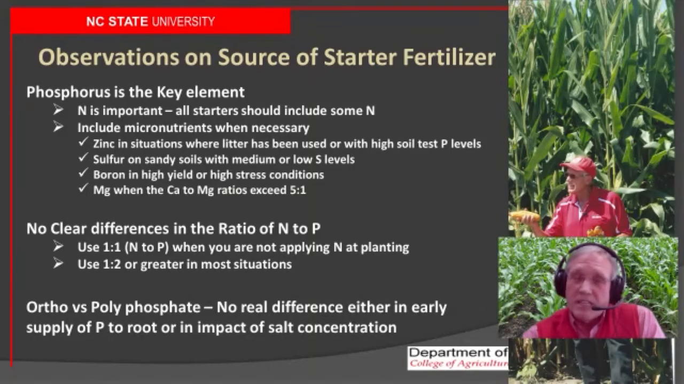And particularly, as we mentioned earlier, in situations where phosphorus is readily available, that nitrogen should be much more emphasized. Include micronutrients when necessary. Now, here are the situations where micronutrients, in my opinion, become necessary and where we see a response. Zinc: it's situations where litter has been used or where high soil test P levels exist.